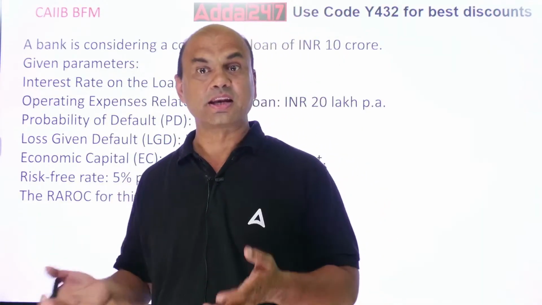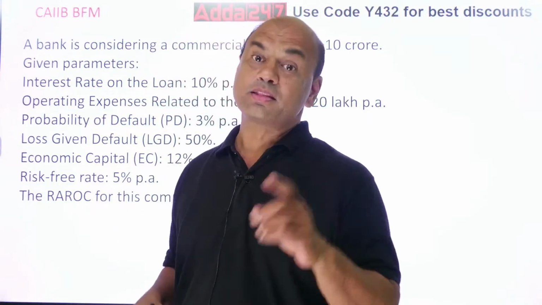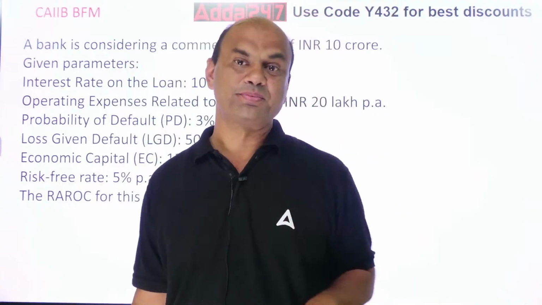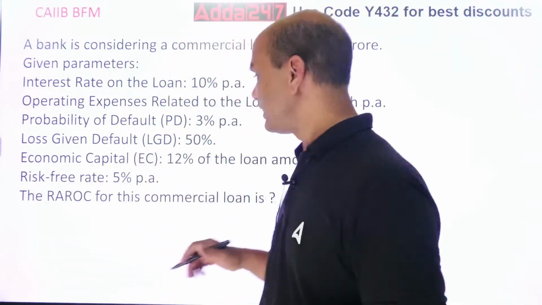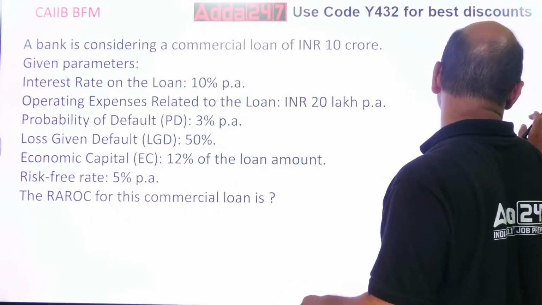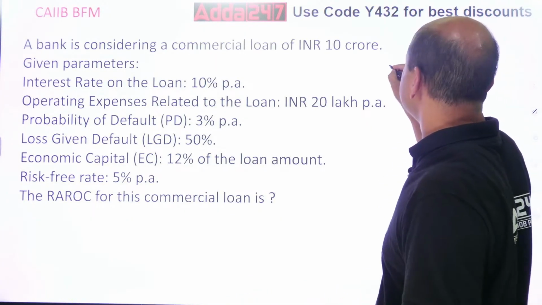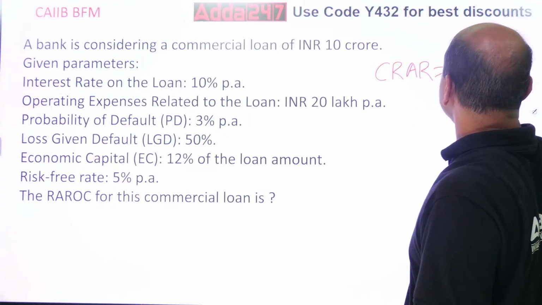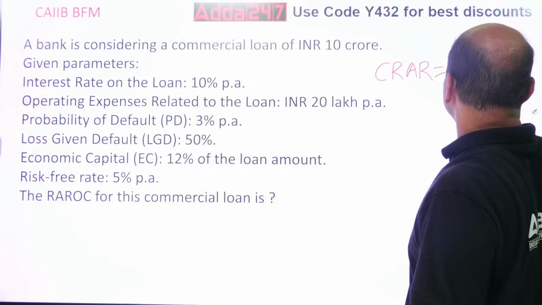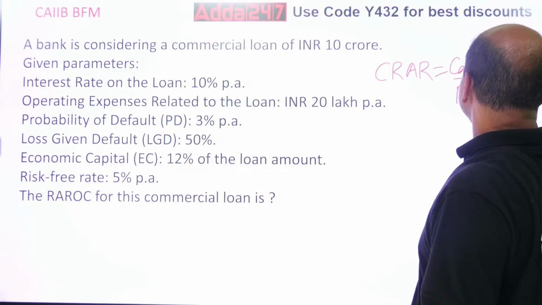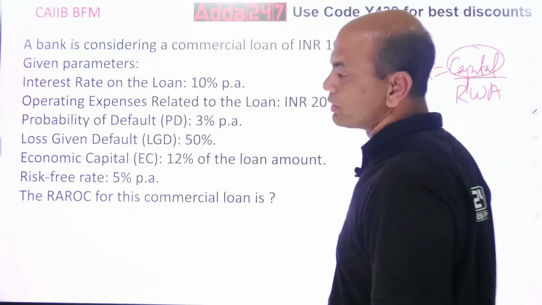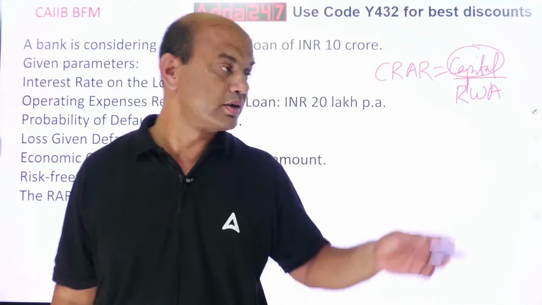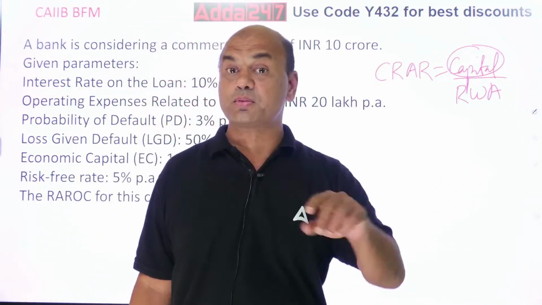Whenever I am taking the risk, I require capital. This all comes under the CRAR formula, capital upon RWA, whatever loans I am giving. Many of you might be knowing this, we have already done this. CRAR is equal to capital upon RWA. This capital is known as economic capital. It is basically the capital required to take the risk, to give the loans.